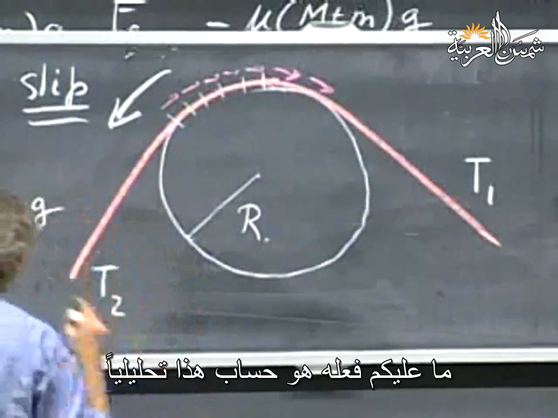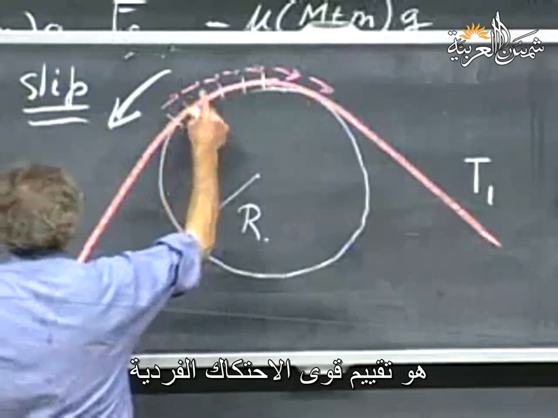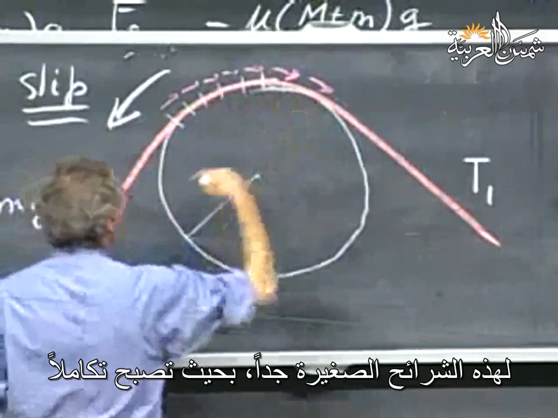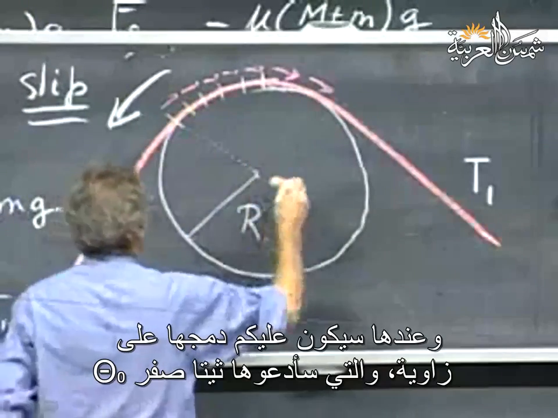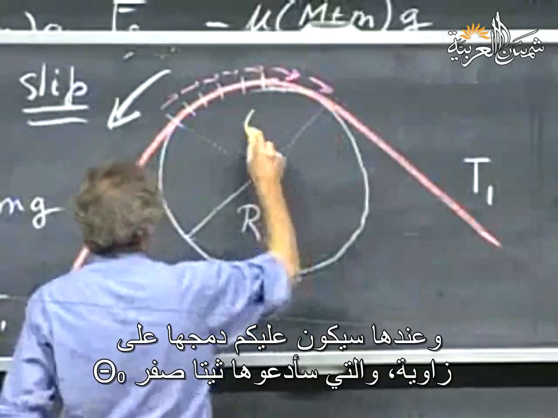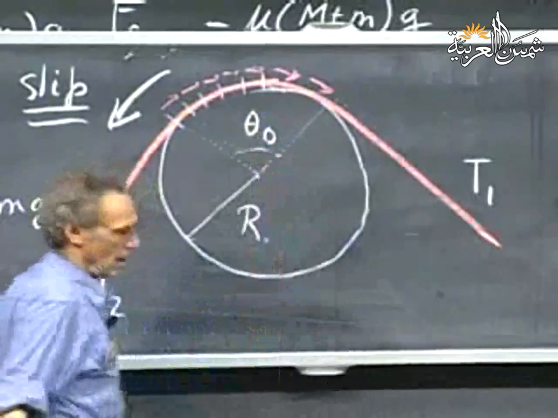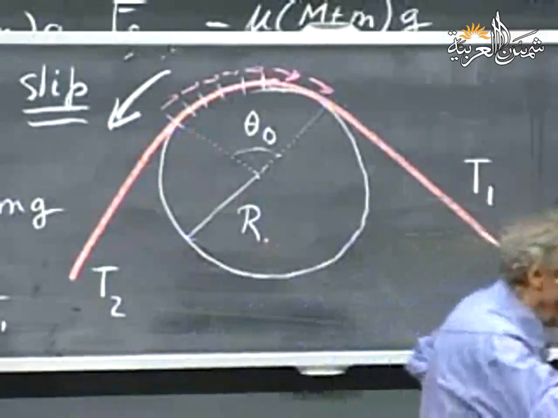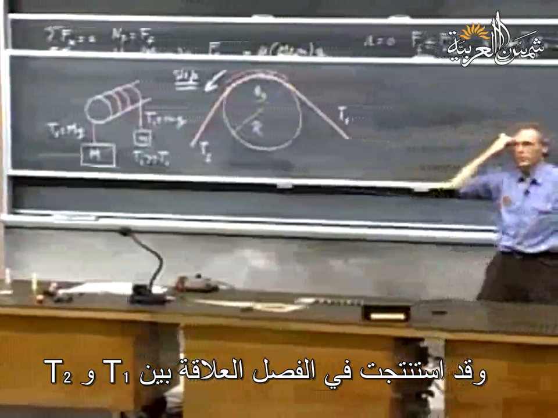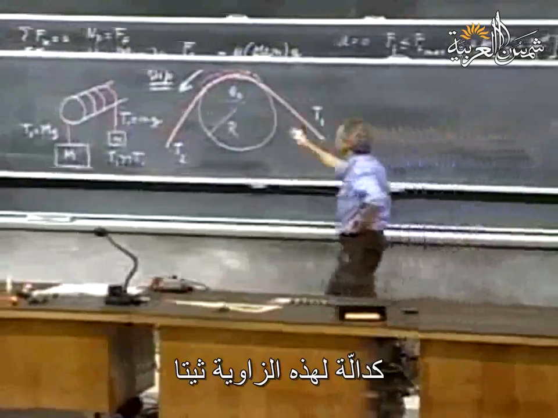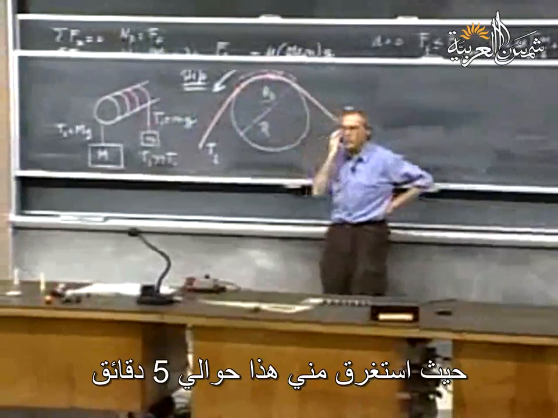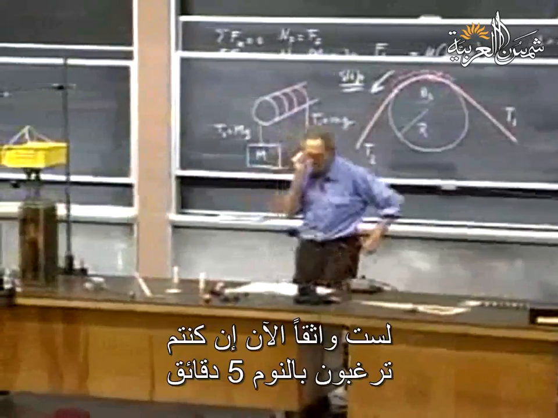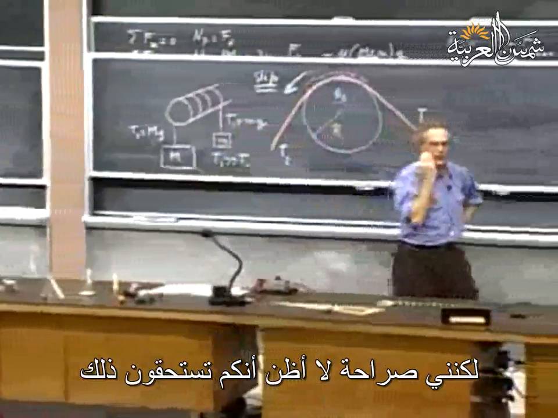To calculate this analytically, you have to evaluate these individual frictional forces for these very small slices, so that it becomes an integral, and then integrate it over an angle which I will call theta 0. I remember when I last lectured 801, in 1993, I derived in class the relation between T2 and T1 as a function of this angle, theta. That took me about 5 minutes, and after 5 minutes, half the students were asleep. Now, I'm not sure whether you want to sleep 5 minutes, but frankly, I don't think you deserve it.